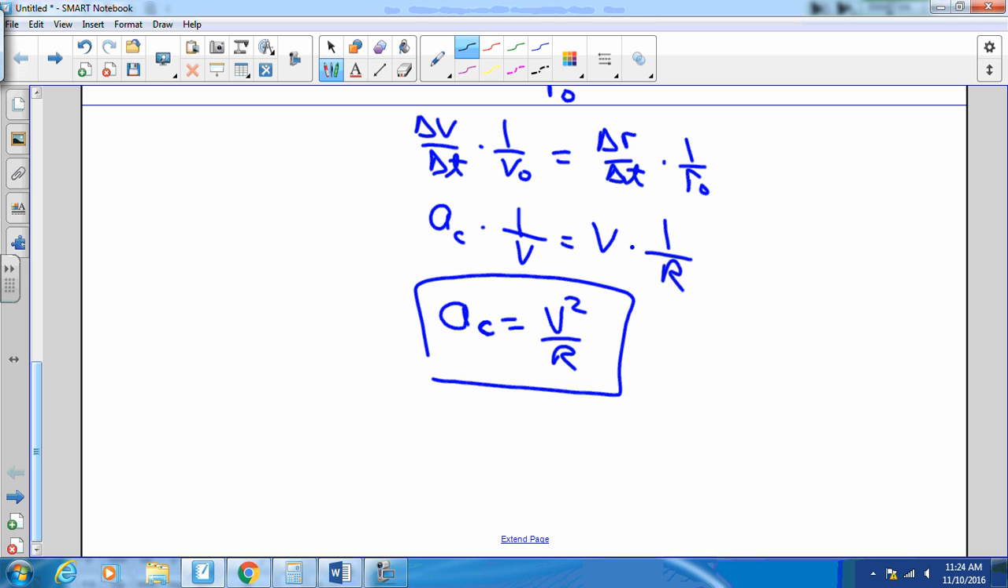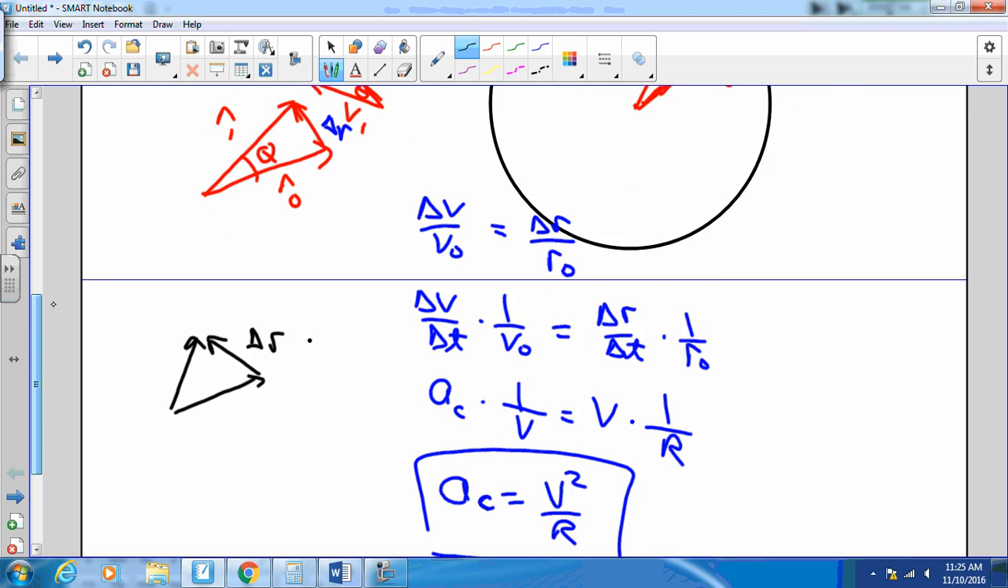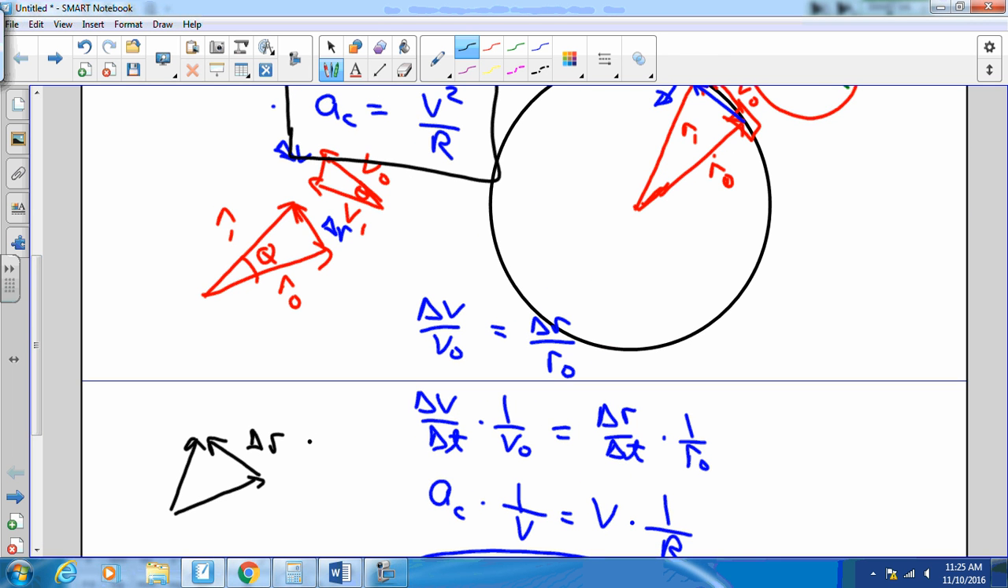How do you get the V? Which one? Here or here? The second one. This guy is the change in the position over the change in time. And change in position over change in time is average velocity. Can you just compare v0 and v1? Yes, because both v0 and v1 have the same length because I'm moving with uniform circular motion.